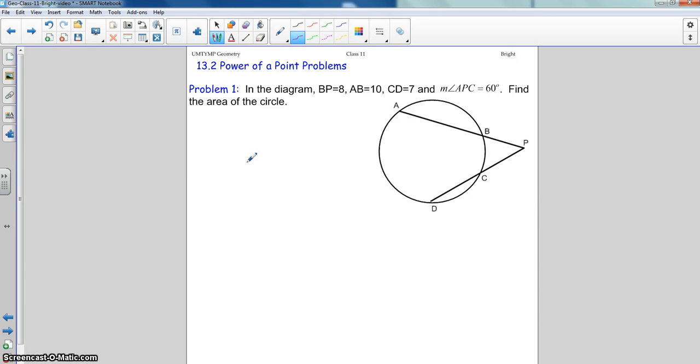Okay, and in 13.2 we just deal with some more power of a point problems. So we're going to do two more problems in this video, and they're pretty exciting. In this first one, this is more of a numeric answer. In the diagram, we're given that BP is equal to 8, AB is equal to 10, CD is 7, and angle APC is 60 degrees. And we want to find the area of the circle.